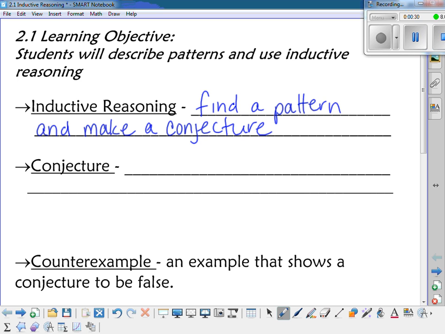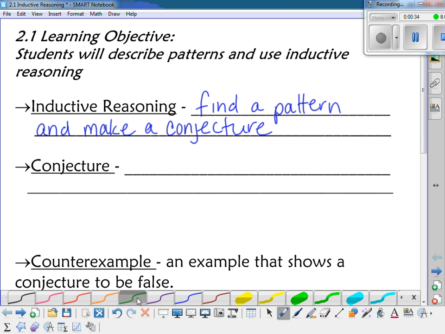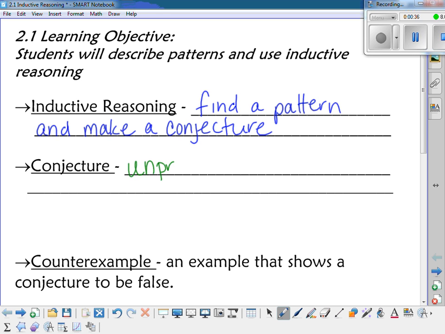So you might be wondering, what's a conjecture? A conjecture is an unproven statement based on observations. An unproven statement based on observations. So essentially, it's an educated guess.